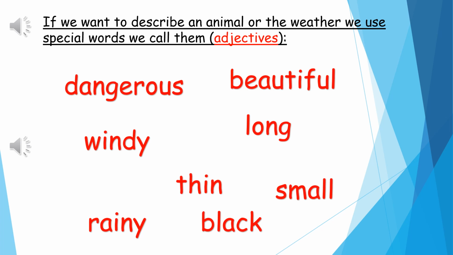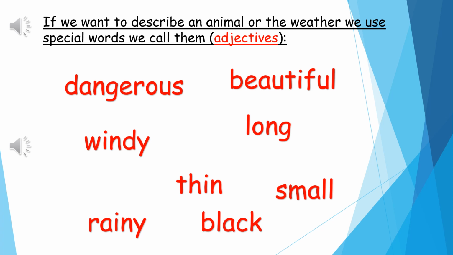Okay, kids, we knew that words can be verbs, which are action words like run, jump, fly, eat, and so on. They can also be nouns, which are naming words like desk, dress, computer, and so on. Today, we're going to learn a new kind of words, which are adjectives. What are adjectives? If we want to describe anything, we can use adjectives.